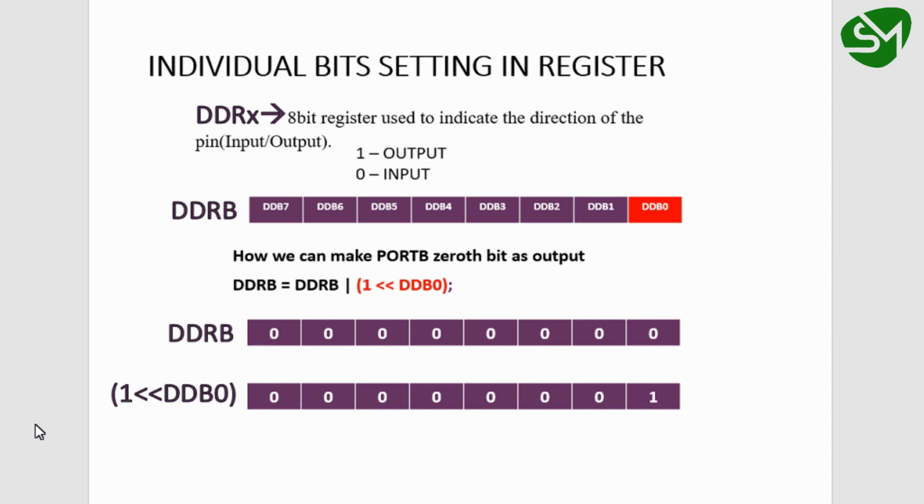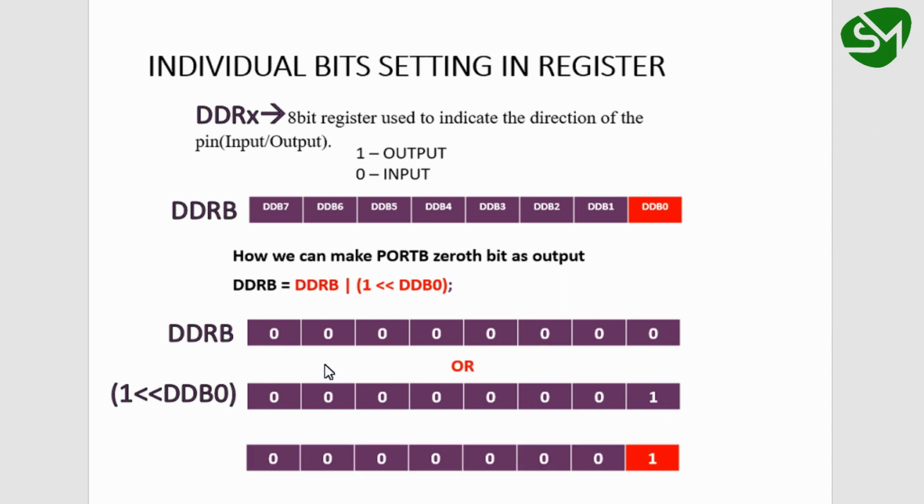00000001. So when I perform the OR operation of these two registers, you can see 0 OR 0 will give me 0, 0 OR 0 will give me 0, and only this 0 OR 1 will give me the result 1. And the result we are storing in the DDRB register. So now the value of DDRB register is 00000001. So now you can see this DDB0 bit is set and it is configured as output.